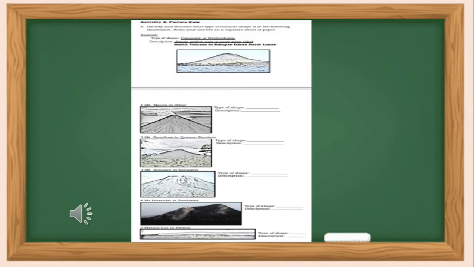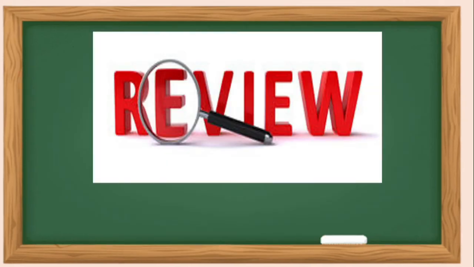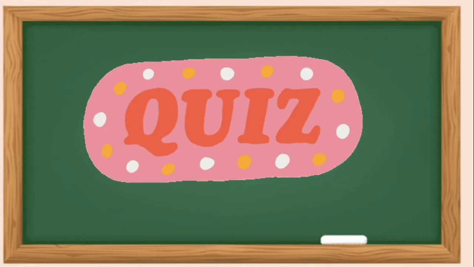When you are done, grade 9, put your output in your envelope. So that's it. The different classification of volcanoes according to its volcanic record of eruption, volcanic style of eruption, and according to its volcanic shape. When we return, we will be having a short review and a short quiz. Stay tuned, grade 9!